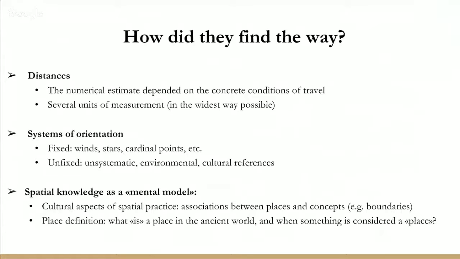Then you have what is called the mental model, so the cultural aspect of spatial practice. And in this case, it is essentially the association of certain concepts, for example, boundaries, to certain places and to certain regions. And this mental process also conditions the way space is defined in a cultural context, and therefore we should pay attention to it also when we look for a definition of place or place name.